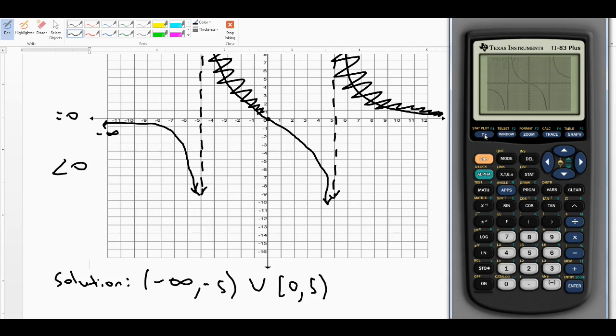Now there's one other thing we can do just to verify. I can actually type in less than or equal to by using second math, which is the test key, and throwing in a 0, then graph it. If you look at it, it looks like it's coming from -infinity to -5 and then 0 to +5. The only question is you have to make sure that those are zeros and 5s and -5s and if they're included or not. That's why we need to look at both graphs. But this is kind of a way to check it.